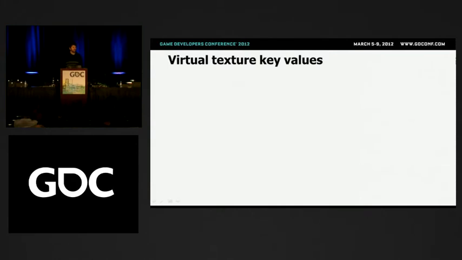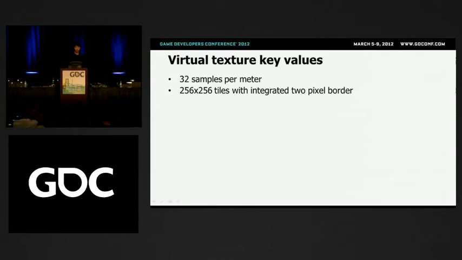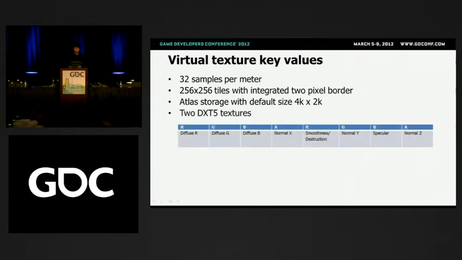I will assume that you know about virtual texturing. If you don't, there are many presentations and papers to read about that. So I'll just iterate on the figures that we used in our implementation. The virtual texture is 32 samples per meter. It's not entirely sharp. We have 256 tiles with borders, but the borders are integrated. We use an Atlas storage with the default size 2x4K for those tiles.